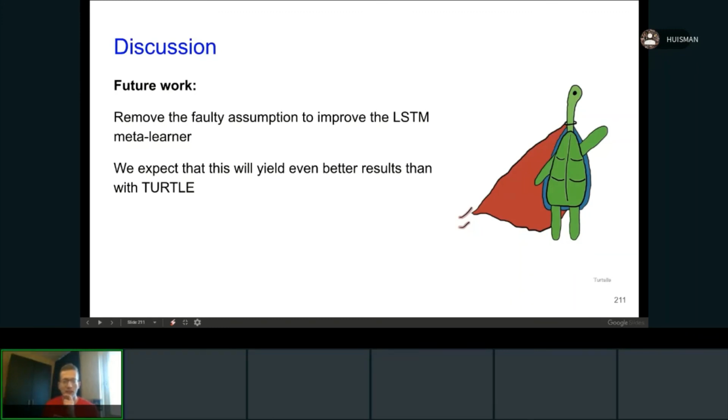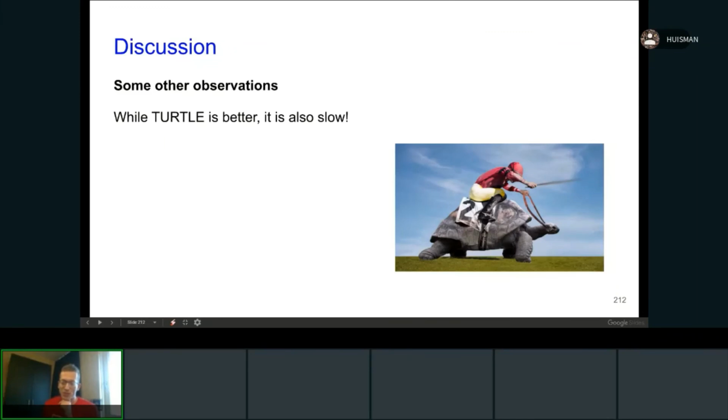Okay. I also have to be a bit critical about Turtle, and that is, of course, while it is a bit better, it is also somewhat slow because we have to compute these second order gradients. Compared to other second order algorithms, of course, it is not much more expensive. We also tested and compared it with second order MAML, and it is really not much slower. The cost is really dominated by the large base learner network that you have, and not so much by this small meta network.